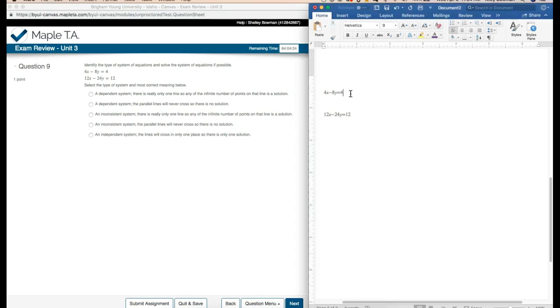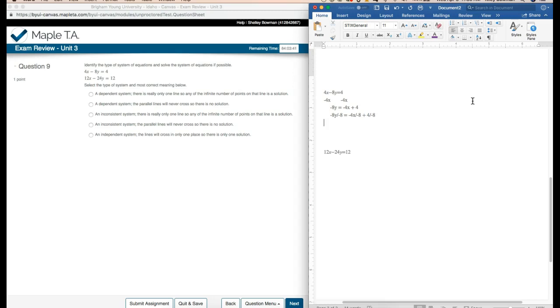So this first one, let's go ahead and solve for y to put it in slope-intercept form. So we're going to subtract 4x from this side, subtract 4x from this side. 4x minus 4x is 0, so we're left with negative 8y equals, in slope-intercept form, the negative 4x needs to go first, and then add 4 because it's positive. And then to solve for y, we want to divide everything by the negative 8. Every single term, divide by negative 8.